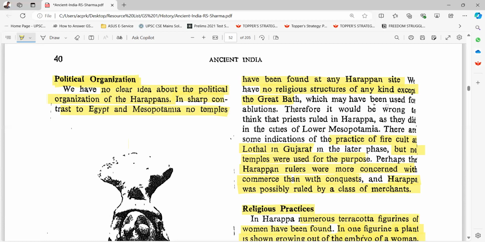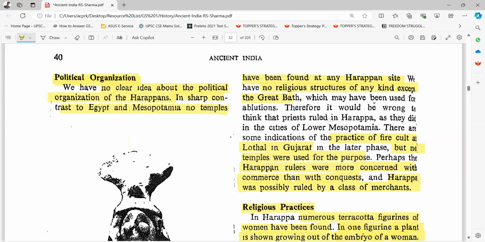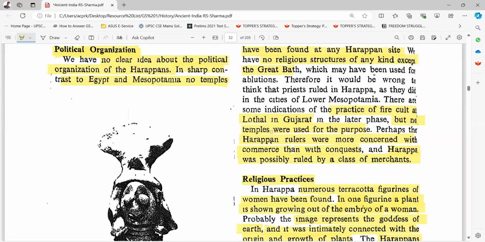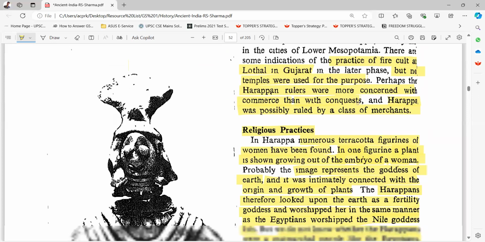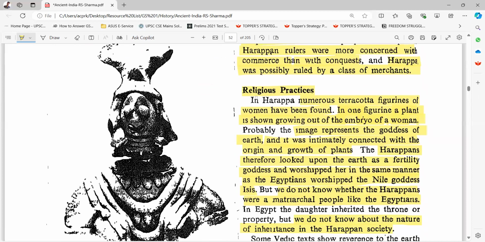Therefore, it would be wrong to think that priests ruled in Harappa as they did in the cities of lower Mesopotamia. There are some indications of the practice of fire cult at Lothal in Gujarat in the later phase, but no temples were used for the purpose. Perhaps the Harappan rulers were more concerned with commerce than with conquest, and Harappa was possibly ruled by a class of merchants. Religious practices.